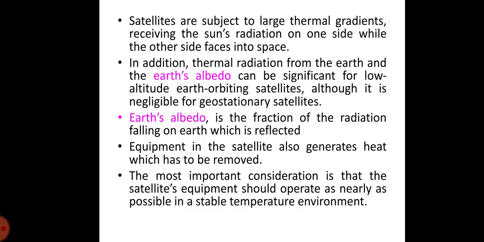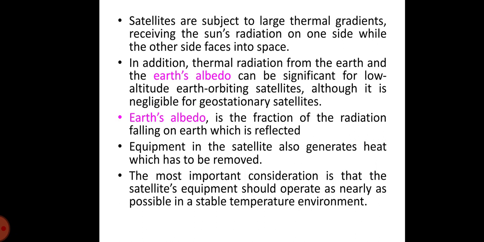Satellites are subject to large thermal gradients, receiving the sun's radiation on one side while the other side faces into space. In addition, thermal radiation from the Earth and the Earth's albedo, which is the fraction of the radiation falling on Earth which is reflected, can be significant for low altitude Earth orbiting satellites, although it is negligible for geostationary satellites. Equipment in the satellites also generates heat which has to be removed.